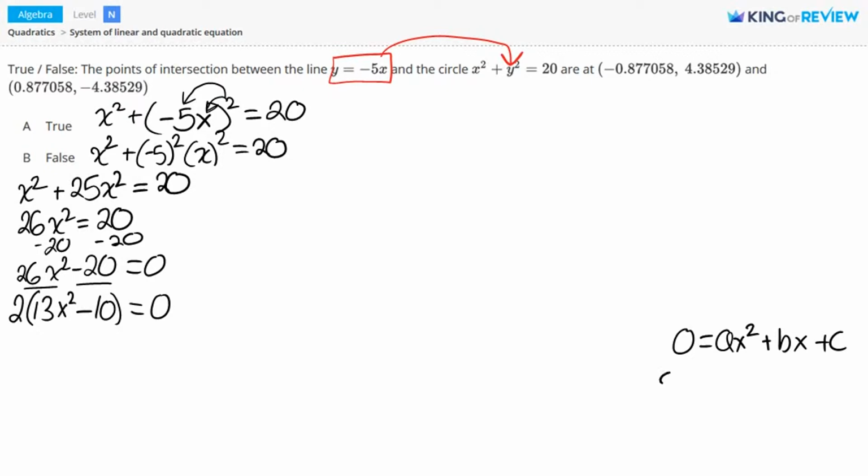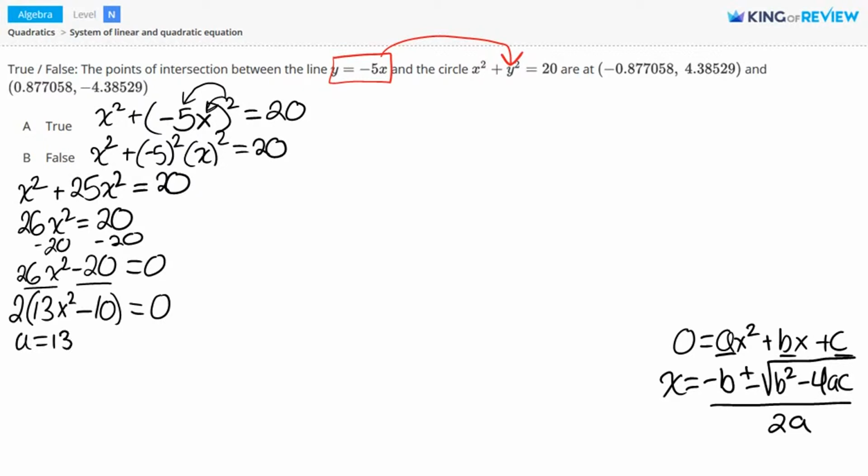The quadratic equation is x equals negative b plus or minus the square root of b squared minus 4ac, and this is all divided by 2a. The a, b, and c values come from these numbers here. So on our equation, a equals 13, b equals 0 because we do not have an x term, and c equals negative 10.